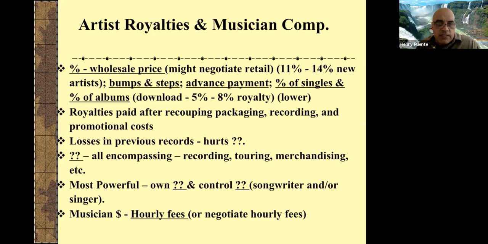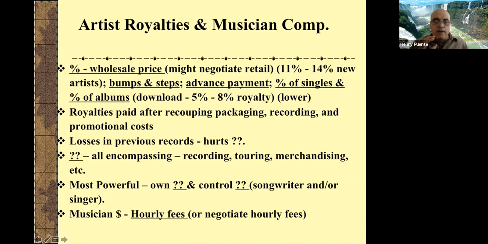So a 360 deal means an all-encompassing deal. That means they're taking money from obviously your recording, all the money that you make from touring. If you are a spokesperson for, let's say, a fashion company, they get money for that. If you have your own merchandising company, they get a portion of that. So any way possible that a songwriter or singer makes money, the label's getting a percentage. It's called the 360 deal, all encompassing. 360 means that in every direction you look, the label's getting a portion of your revenue.